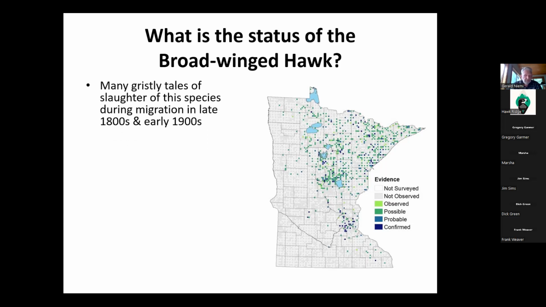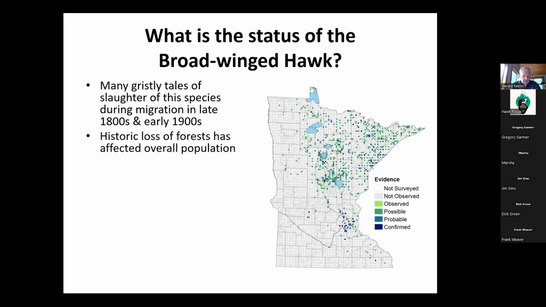I'm reading through a lot of the historical accounts of the species. I knew that this was going on, but it's a lot of really grisly tales of slaughter of this species that occurred during migration periods in the late 1800s or early 1900s. I mean, literally hundreds and hundreds of these birds were being shot during migration period when they're kettling and then moving southward.